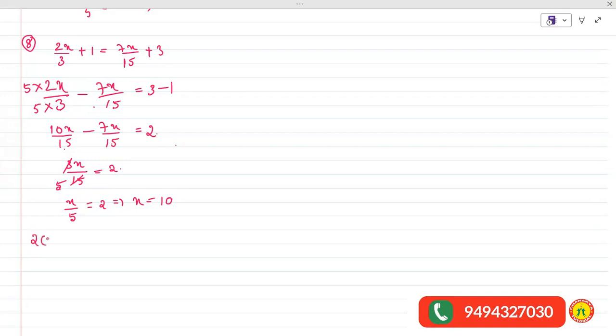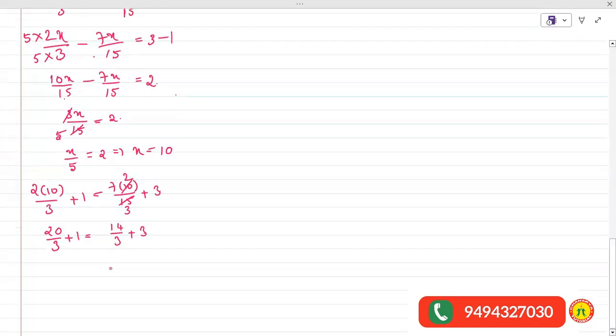For verification, we substitute this value 10 in the given equation. So 2 of 10 upon 3 plus 1 equals 7 of 10 upon 15 plus 3. That is 20 by 3 plus 1 equals 70 by 15 plus 3. 5 2s are 10, 5 3s are 15, so 14 by 3 plus 3. Is it? Yes, sir.